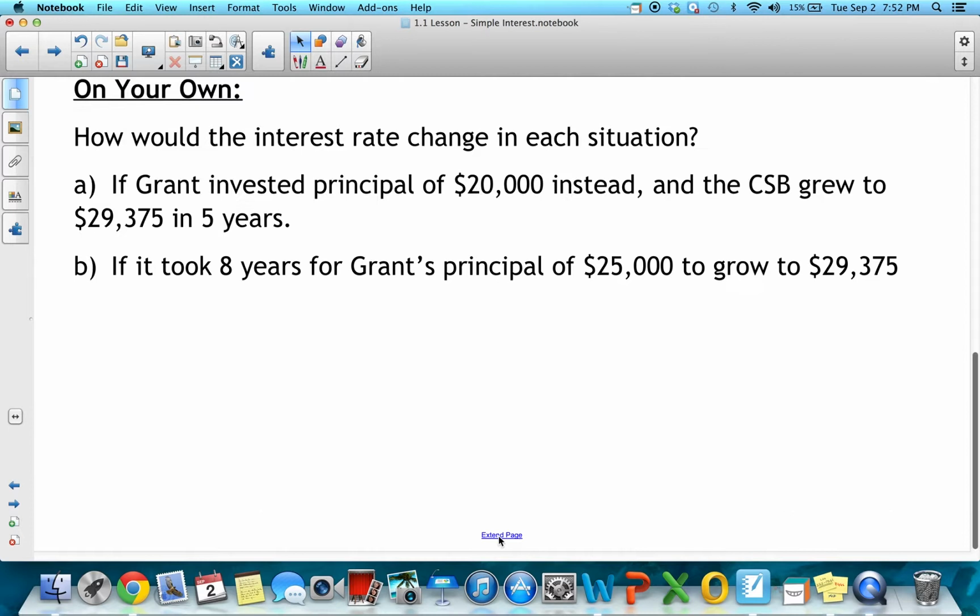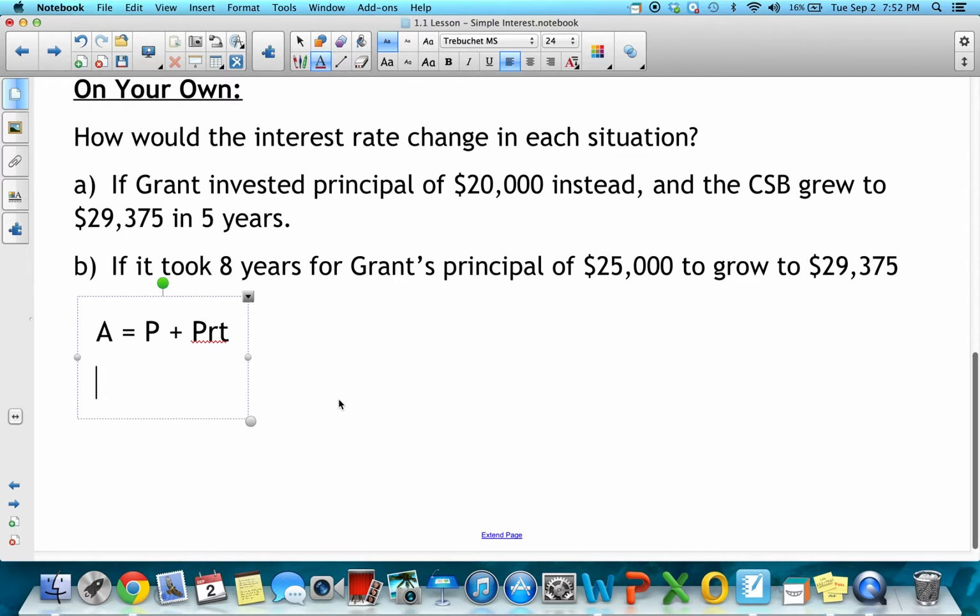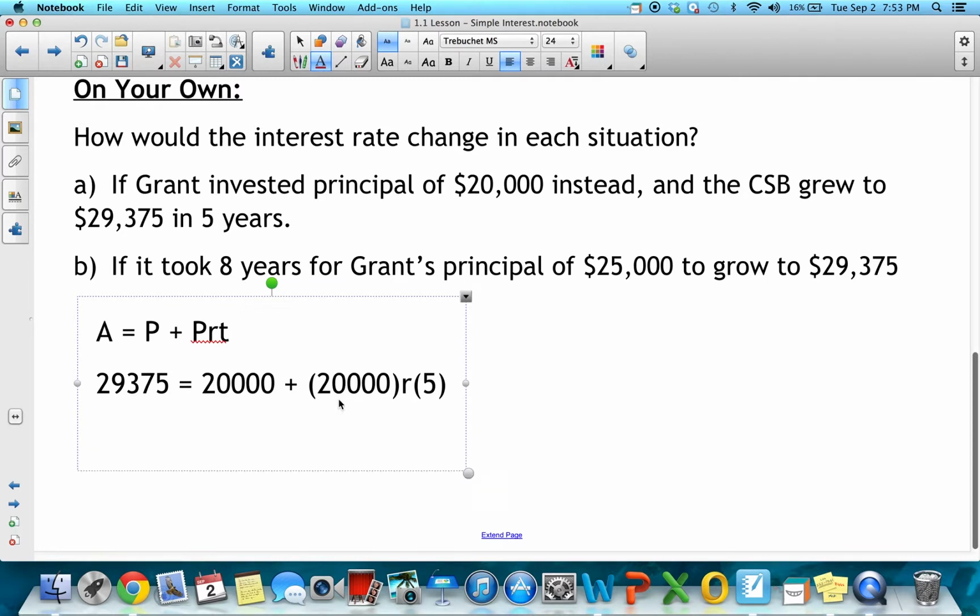Okay, last question on your own. Give it a quick pause. I'm going to work through it for the answer. How would the interest rate change in each situation? So if Grant invested a principal of $20,000 instead, and the CSB grew to $29,375 in 5 years. So I'm starting with my same formula. The amount that he's getting is the same as we started the last question with. The principal here, though, now has changed. The rate is something we're looking for, and the time is still 5 years.